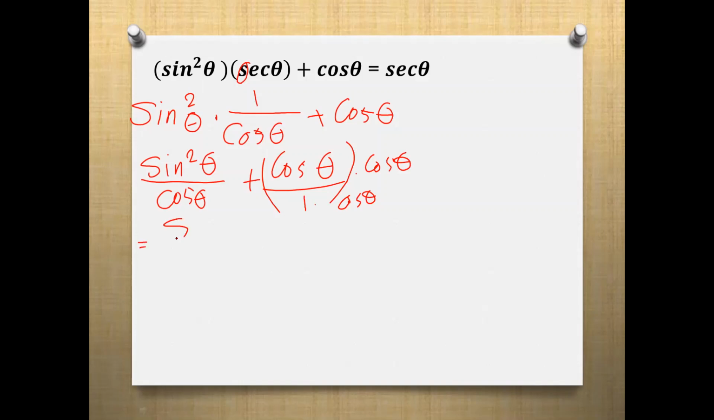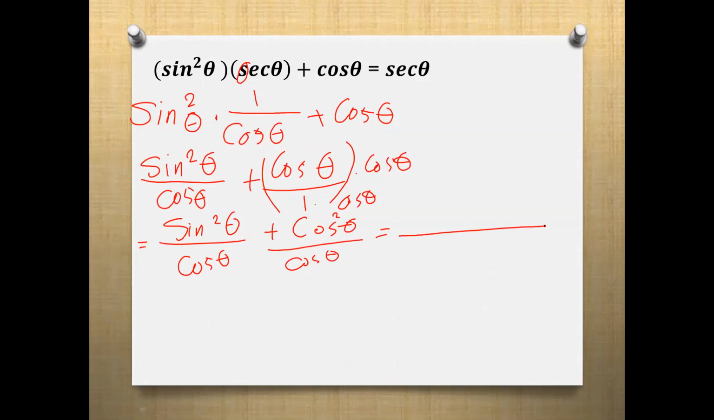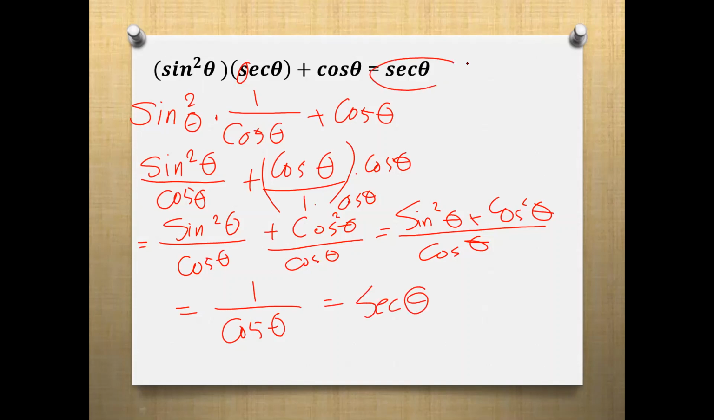So it will be sine squared of theta over cosine theta plus cosine times cosine is cosine squared of theta over cosine theta. Now, after adding them, here it will be sine squared of theta plus cosine squared of theta. Now, sine squared plus cosine squared is what? 1, using the Pythagorean identities. So it is 1 over cosine theta. And 1 over cosine is secant theta, which is what I want to prove.